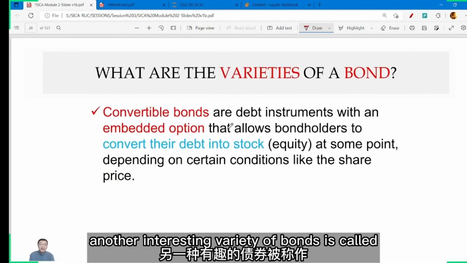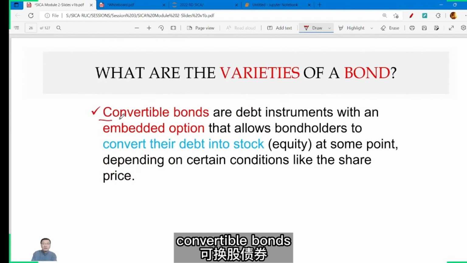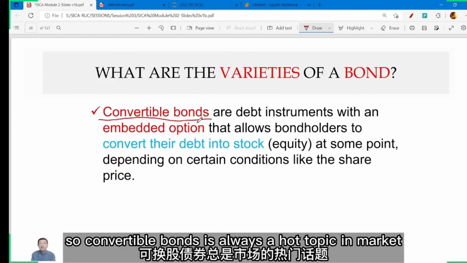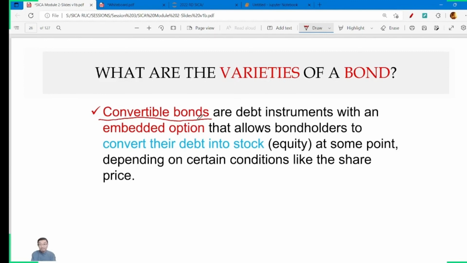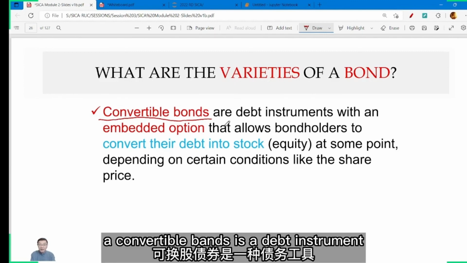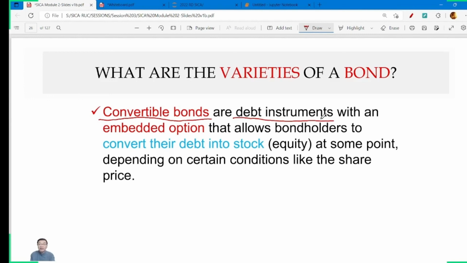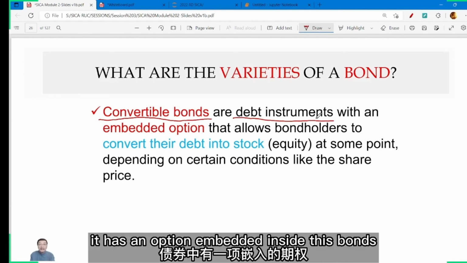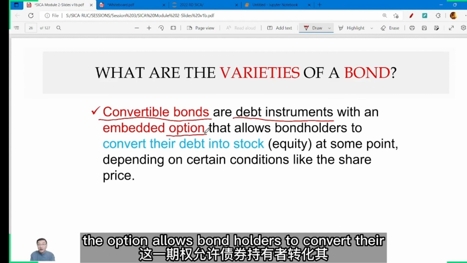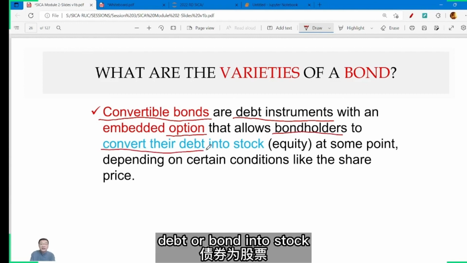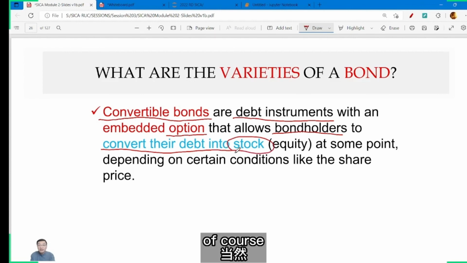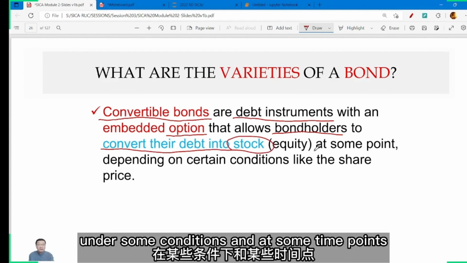Another interesting variety of bond is called convertible bonds. Convertible bonds are always a hot topic in the market. A convertible bond is a debt instrument. Okay, all bonds are debt instruments. However, it is not a traditional bond. It has an option embedded inside the bond. The option allows bondholders to convert their debt, or bond, into stock. Of course, under some conditions and at some time points.